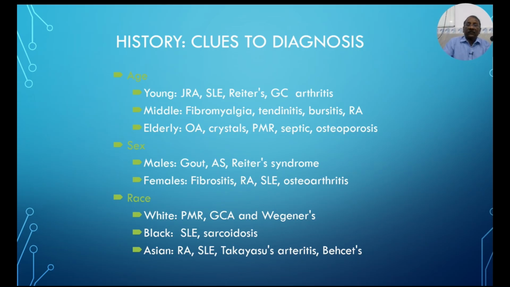Gender: in males, I told you that ankylosing spondylitis comes first in Godavari districts, followed by gout and then Raynaud's disease. In the females, rheumatoid arthritis comes first, then lupus, then osteoarthritis, then fibrositis. In the race, among Asians, more common are rheumatoid arthritis, lupus, Takayasu arthritis, especially in the West Bengal population, pulseless disease and Behçet's. In the blacks, SLE, sarcoidosis. In the whites, polymyalgia rheumatica, giant cell arthritis and Wegener's granulomatosis.